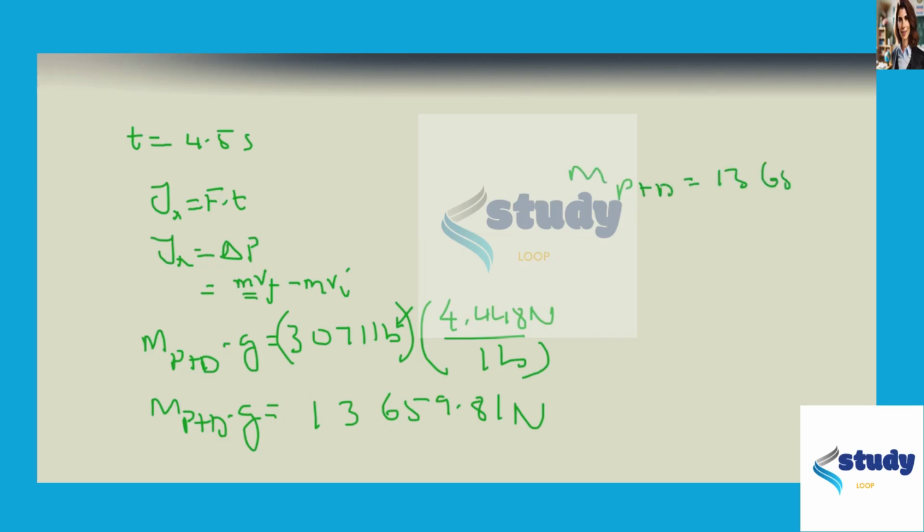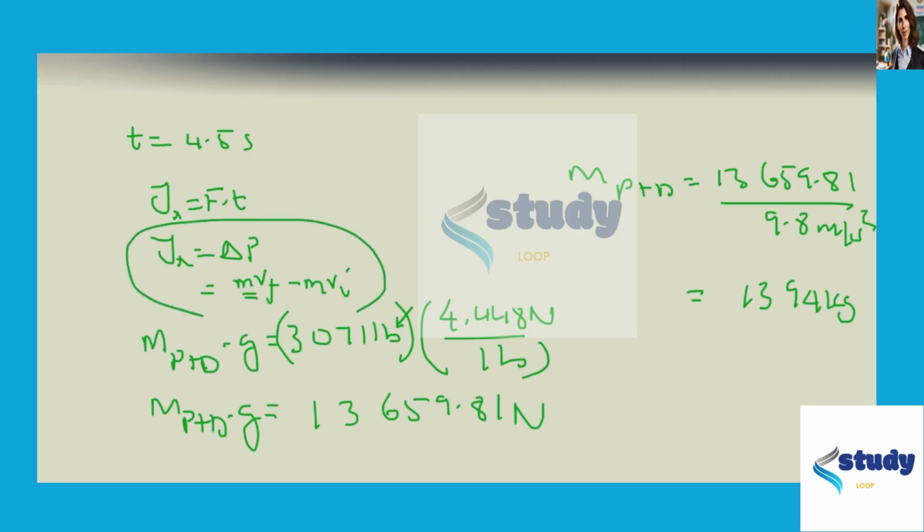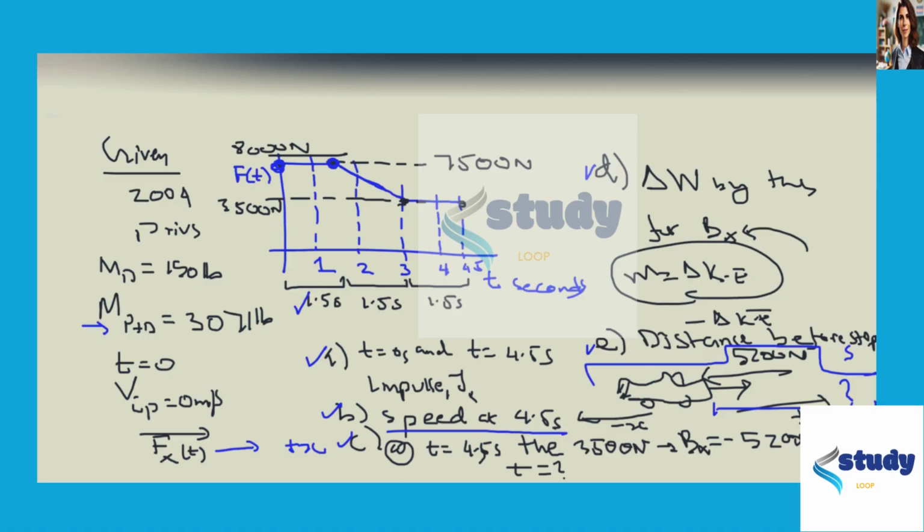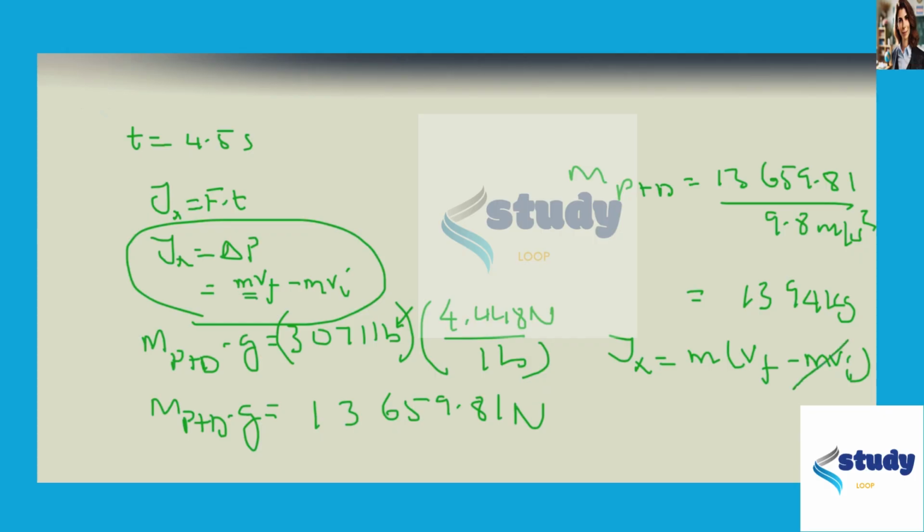So 13,659.81, all of that divided by g, which is 9.8 meters per second squared, and that's giving us about 1,394 kilograms. That's the mass of the Prius. So we're going to go back to this formula right here, and if the impulse is the same as m times v final minus v initial, going back, you see that the v initial of the Prius is 0 meters per second. So this part is just going to be 0.